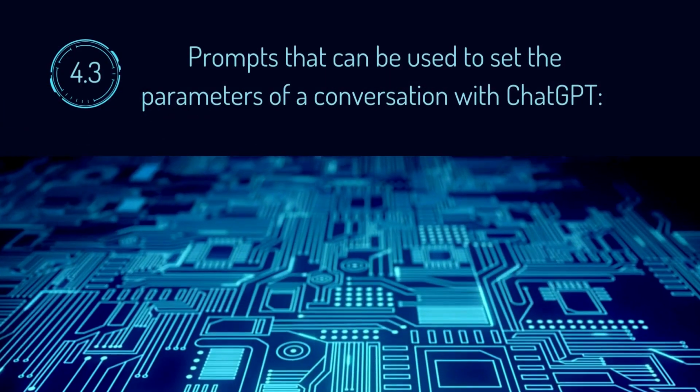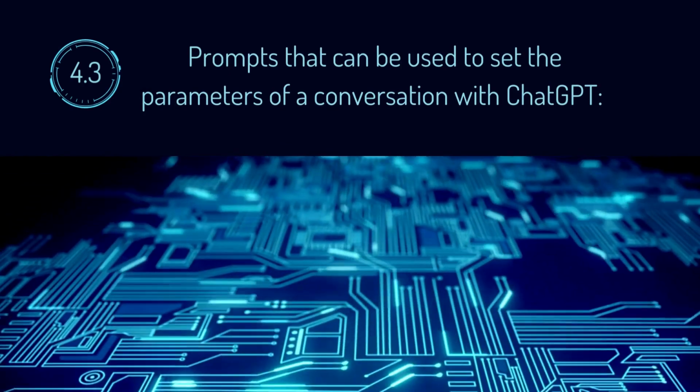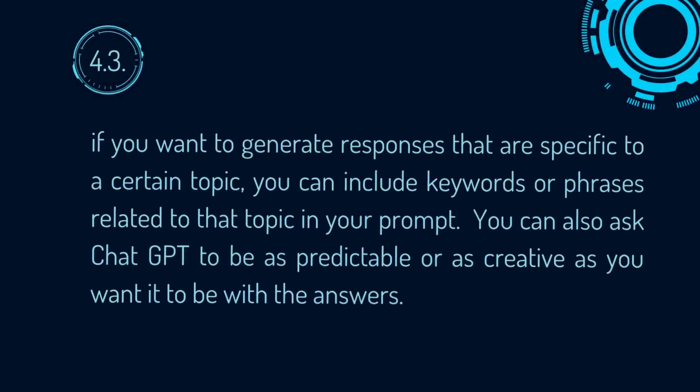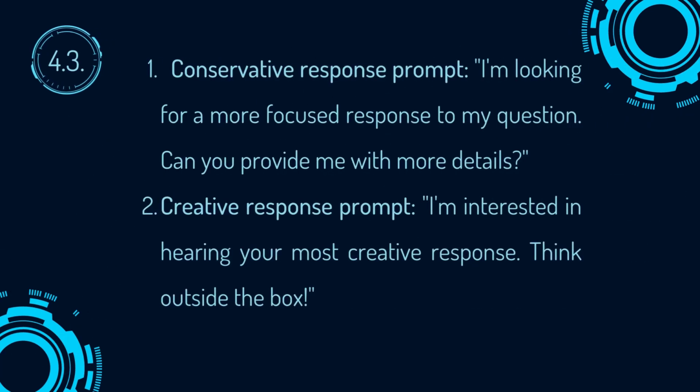So now that we know the basics of what a prompt is, we can start setting the parameters of our conversation with ChatGPT. If you want to generate responses that are specific to a certain topic, you can include keywords or phrases related to that topic in your prompt. You can also ask ChatGPT to be as predictable or as creative as you want it to be with the answers. Keep it conservative. "I'm looking for a more focused response to my question. Can you provide me with more details?" Or go wild, "I'm interested in hearing your most creative response."